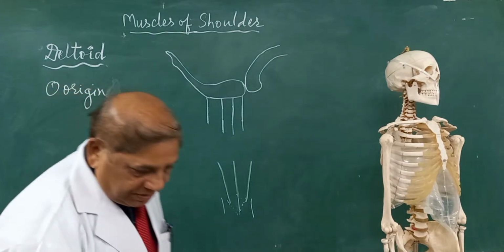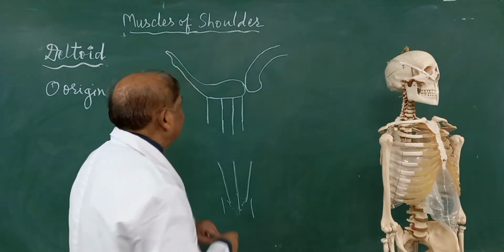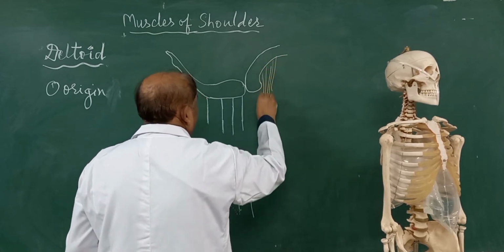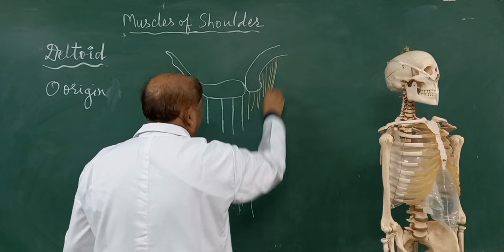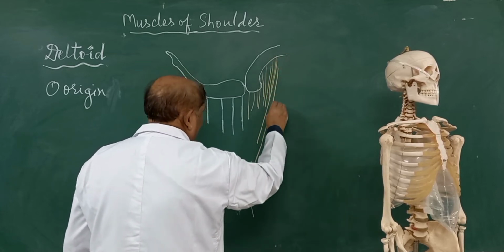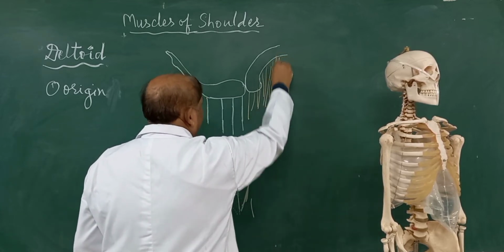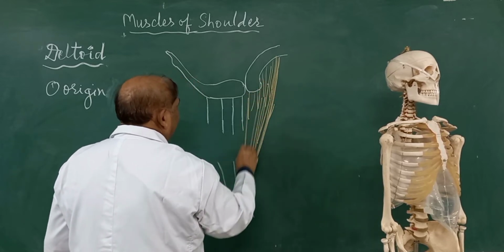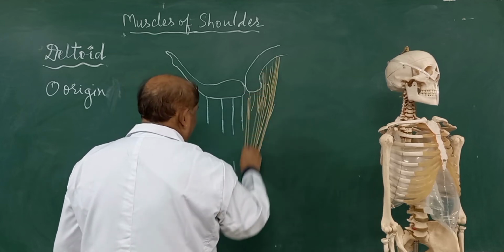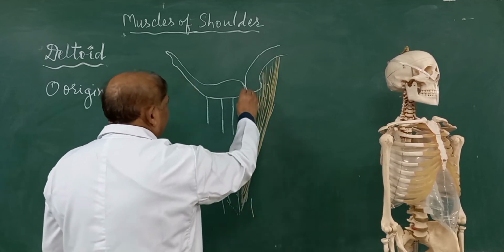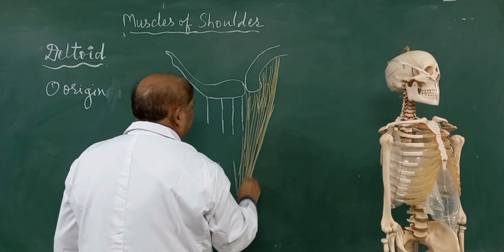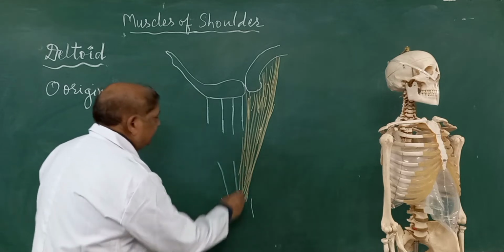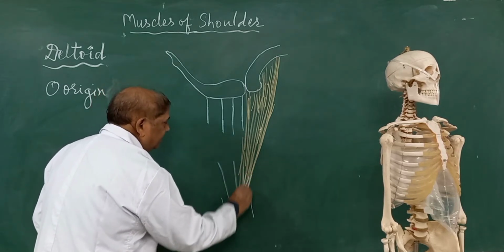The origin is first the clavicular head, which takes origin from the anterior border of the lateral 1/3 of the clavicle, and its anterior border comes towards the middle of the humerus. This is the anterior border of the deltoid. All the fibers taking origin from the lateral 1/3 of the clavicle are straight and unipinnate fibers. You must be knowing about the unipinnate. At its lower end it becomes tendinous.